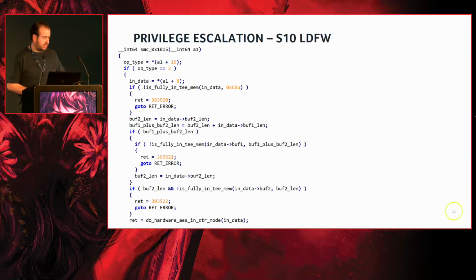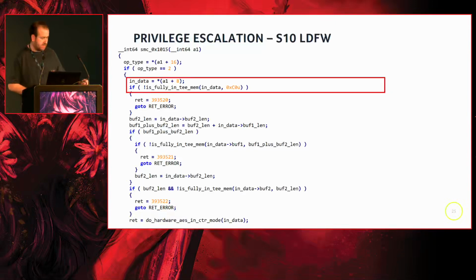This is an SMC implemented in the crypto manager, and this is only reserved to the secure callers. And the first thing it does, it takes an argument passed by the caller. This is a structure of C0 bytes, and it checks that this structure needs to be fully within the TE memory. And with TE memory, I mean anywhere in TE memory. It can be TA memory, crypto memory, crypto loadable firmware memory, Tigris kernel memory, anywhere.